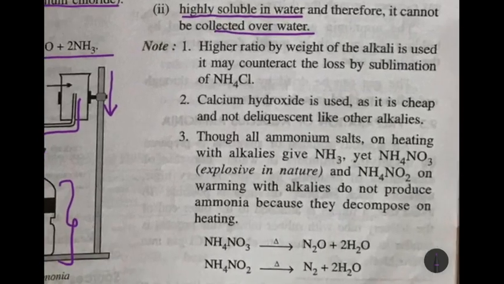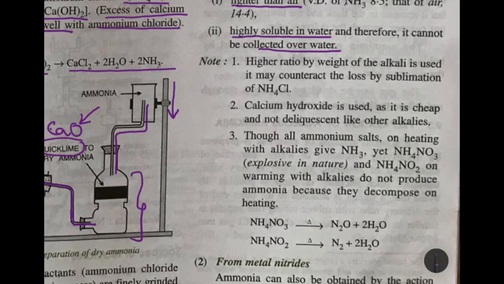Now, I already told you why we use more calcium hydroxide. A higher ratio by weight of alkali is used because ammonium chloride sublimes on heating. And why are we using calcium hydroxide? Because it is cheap and it is not deliquescent like other alkalis.